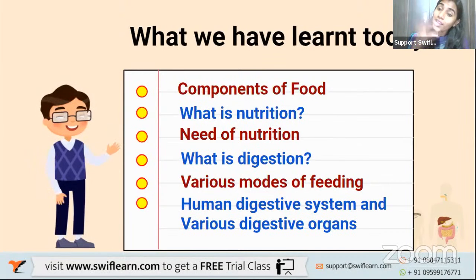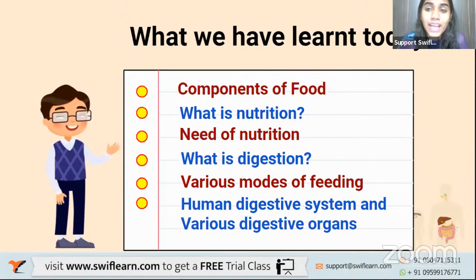Frogs also take out their sticky tongue. They have a sticky tongue which will go, catch hold of the prey and bring it back. So different organisms have different modes of nutrition, different modes of intake of food. Clear?